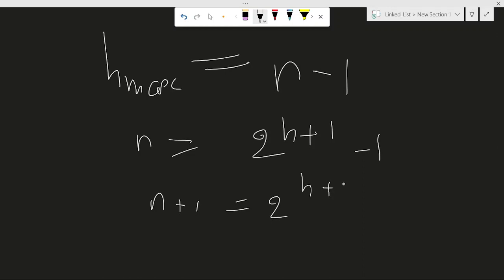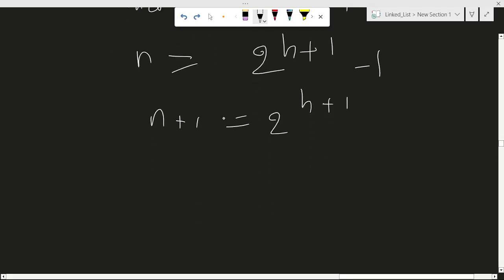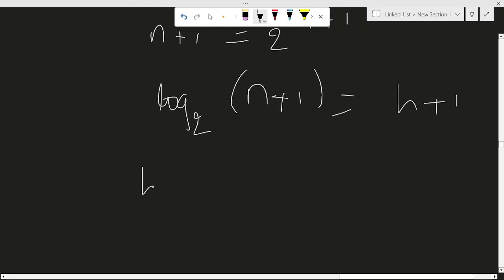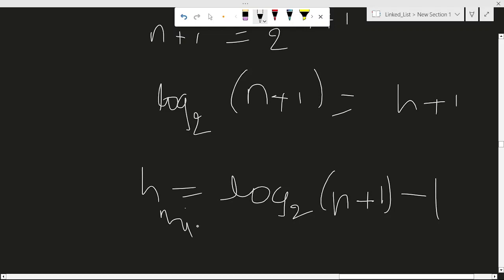How do we bring this exponent down? Simple, log to the base 2, right? We did this in our high school. So log base 2 of n plus 1 will be equal to h plus 1. Sending 1 to the other side, h will become log 2 of n plus 1, minus 1. So this is the minimum height that you can reach.